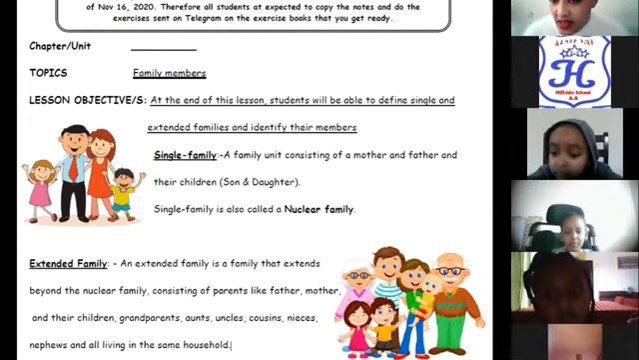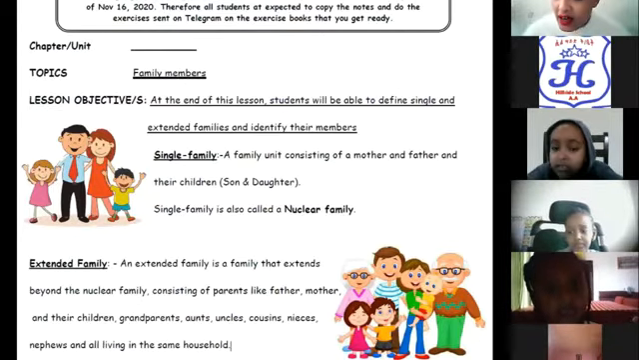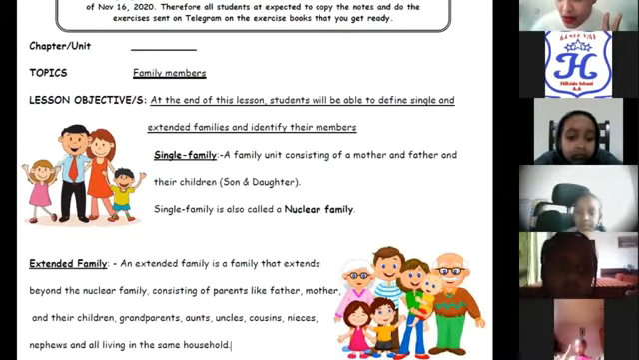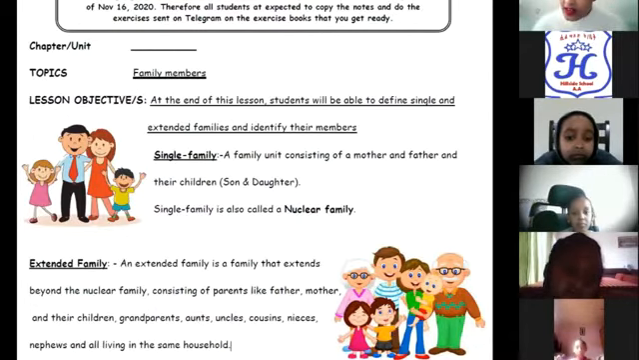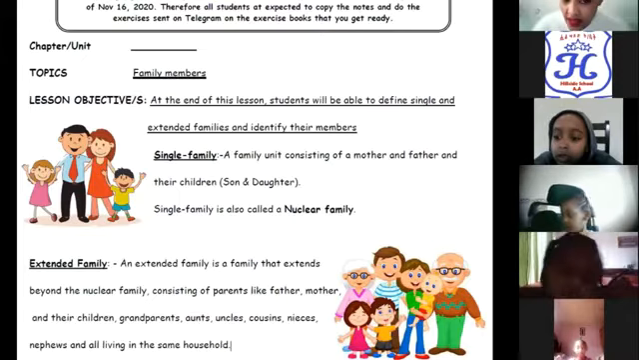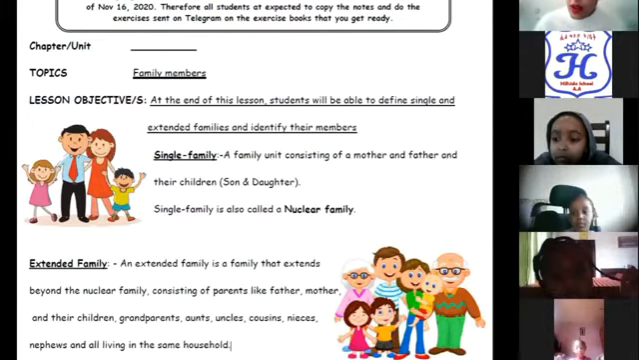Okay, do you understand what family members are? Family members are divided into two: single family and extended family. Single family means consisting of a mother, a father, and their children. Parents and children. So we call it nuclear family. Single family members are called what? Nuclear family.